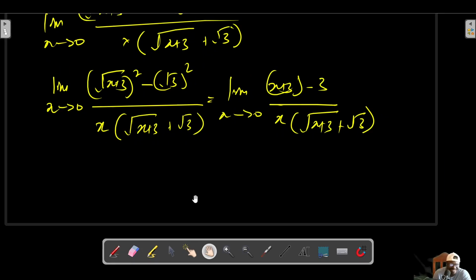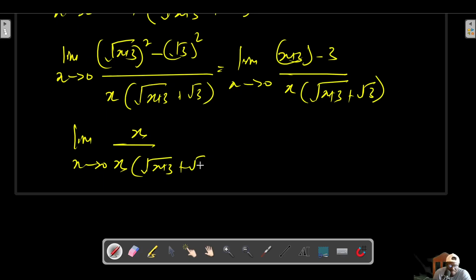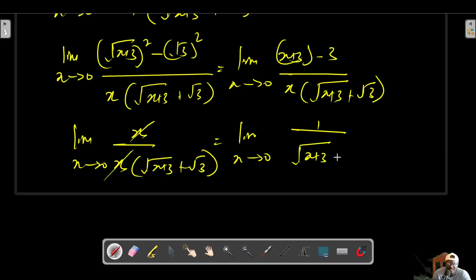I strongly believe this is simple. So the limit as x is approaching 0: the numerator gives us x. The denominator gives us x multiplying root of x plus 3 plus root 3. So you realize the x cancels out the x. We end up with the limit as x is approaching 0 of 1 over root of x plus 3 plus root 3. And this gives us 1 over 2 root 3. It is so simple.